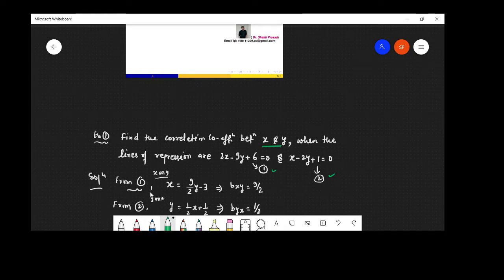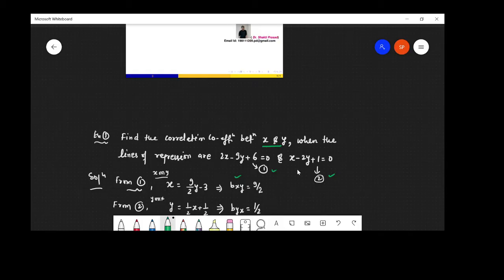Now the solution part. First we need to make an assumption. We write the equation number 1 and equation number 2. Equation number 1 is converted into the line of regression of x on y. Here we write x equal to 9 by 2 y minus 3. After that we find the regression coefficient bxy is equal to 9 by 2.